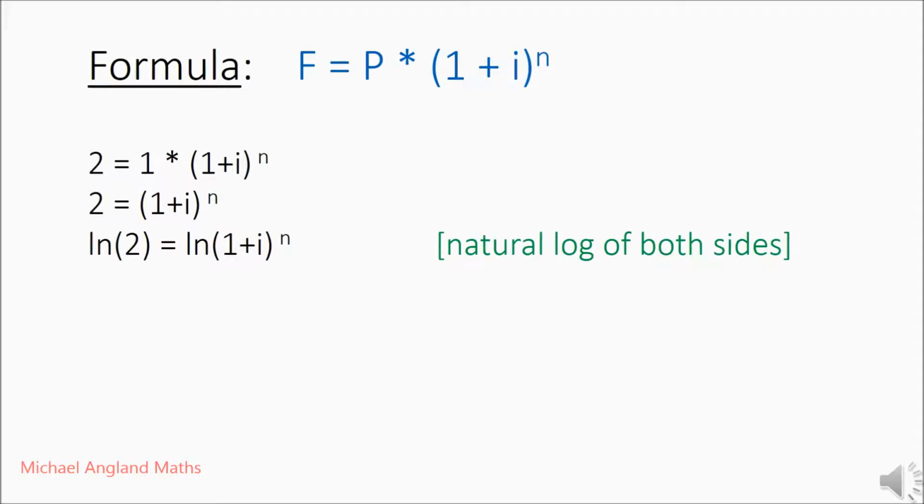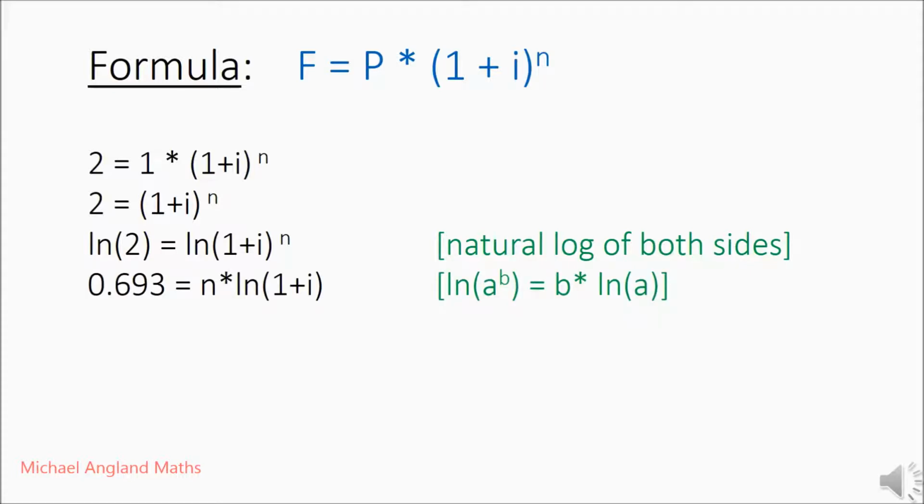Okay, the next step is to take logs of both sides. So we've taken the natural log of both sides. And we will see why we do this in the next step, due to the convenience of using logarithms when we have powers. Okay, so going to the next step, if we take the log of 2, we get 0.693 to 3 decimal places on the left-hand side.